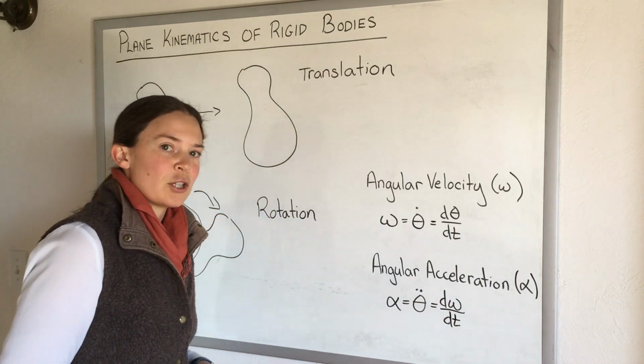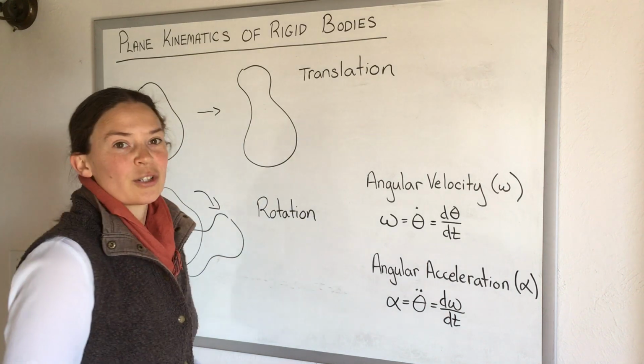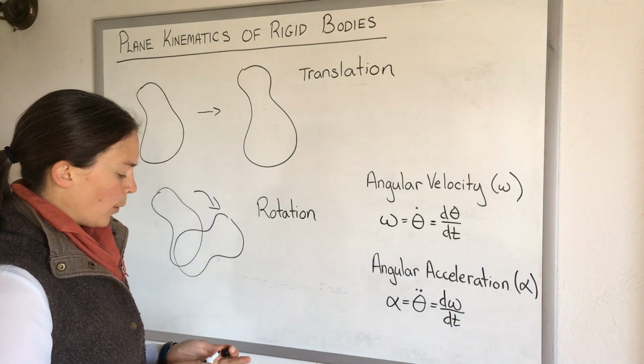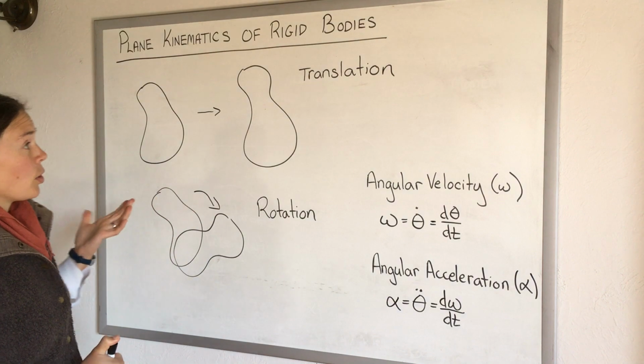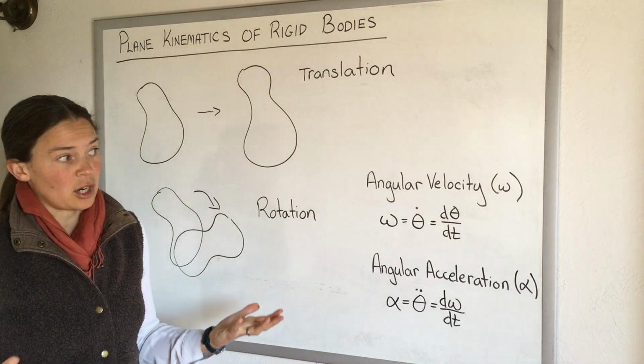So a couple little definitions. We're going to use these a lot in the rest of the semester. This is a faster way to write them, as omega and alpha. So looking forward, we're going to be looking at combining translation and rotation to describe the motion of any object in space.